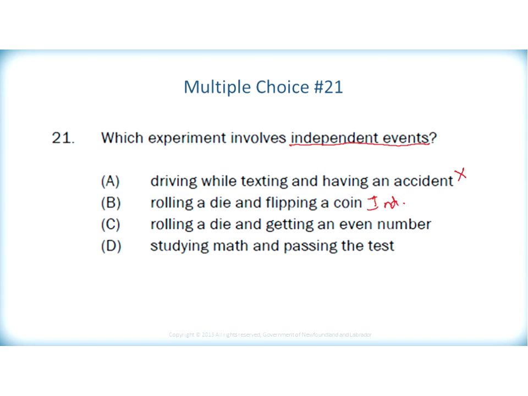Let's just check the rest. Rolling a die and getting an even number. They're dependent, since there are 3 even numbers on the die. And studying math and passing the test. So studying math and passing the test, those probabilities can be determined from one another.